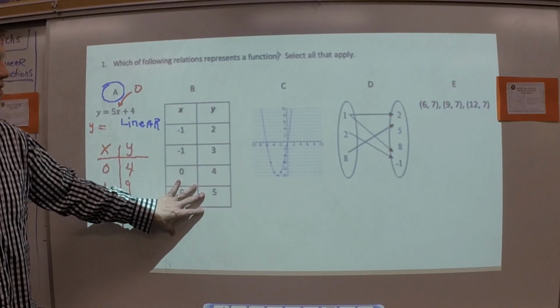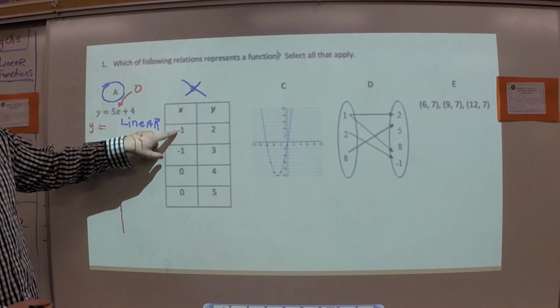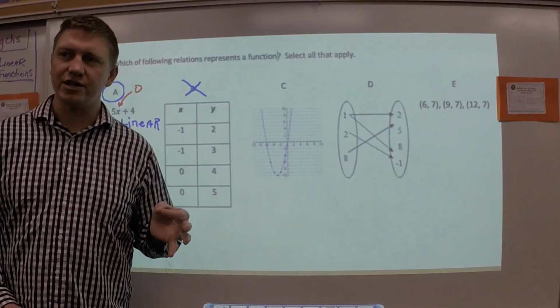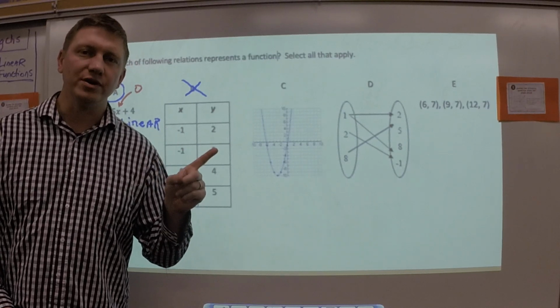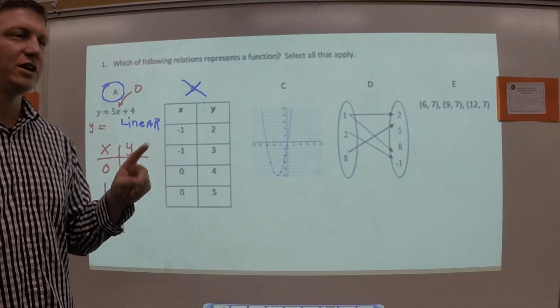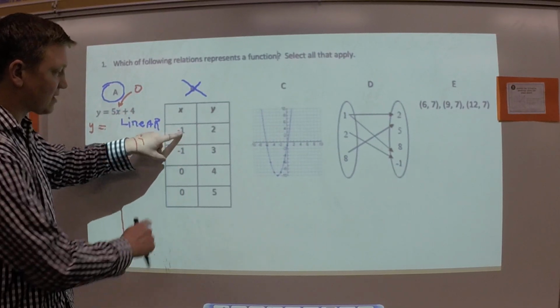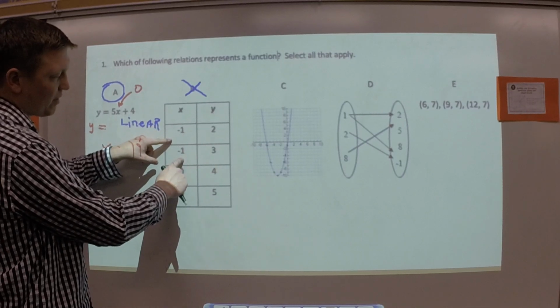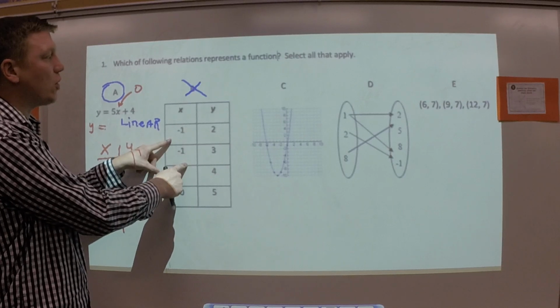This one right here, not a function. Why is this not a function? Because of the x values. Remember what the definition for a function is: each input needs to have exactly one output that it pairs up with. So you can't put in an x value and get two answers, or two things that it could pair up with. So if the x values ever duplicate, then we would say no, not a function.